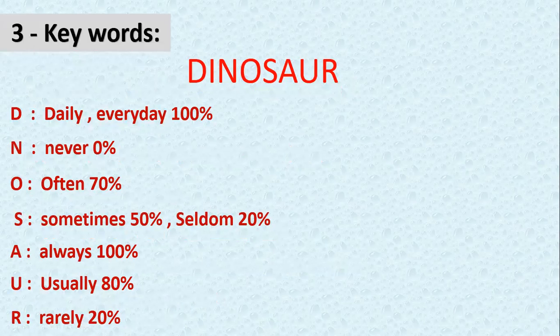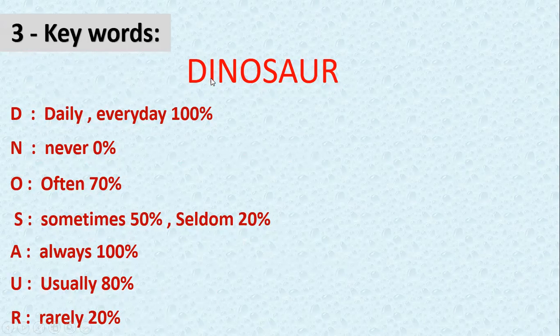With any tense, we should have keywords to talk about this tense. We have these keywords, and we collected them in the word dinosaur. We have a word for each letter. For D, daily. Do you remember? We use this tense to talk about habits or routine, something that you do daily. So we use daily, or every day, for something that we do 100% every day.